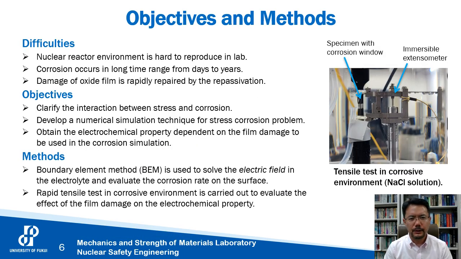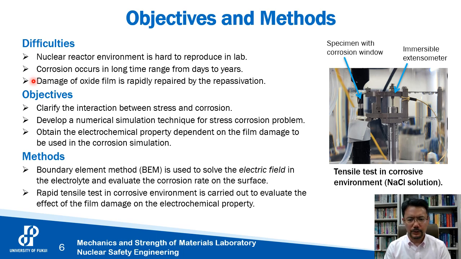This slide shows the objectives and methods. We have some difficulties. First, the nuclear reactor environment is hard to reproduce in a laboratory. Next, corrosion occurs over a long time range from days to years. So the experiment is not easy to conduct, and the experiment is very costly. So we want to utilize numerical simulation instead of experiment. And the last one is that the damage of the oxide film is rapidly repaired by repassivation.